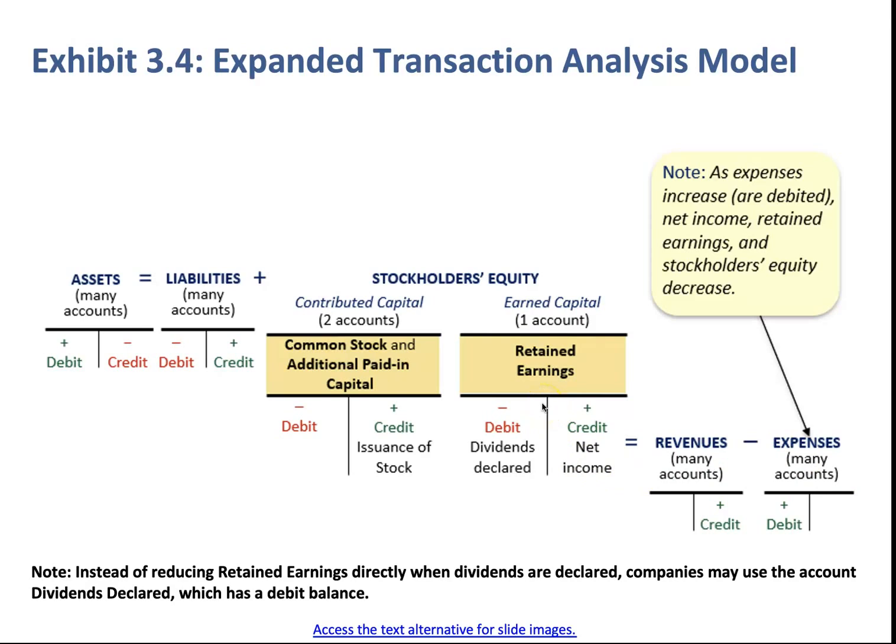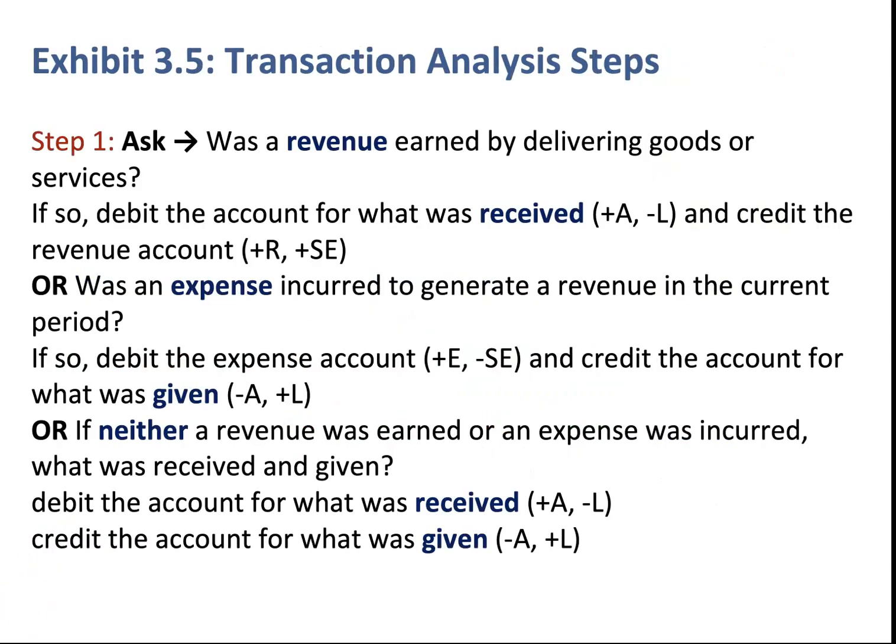So any transaction that has an income statement effect will also have a balance sheet effect through this account called retained earnings. Retained earnings is also called earned capital, versus when the shareholders purchase a common stock, it's called contributed capital. So here's how we do our transaction analysis.